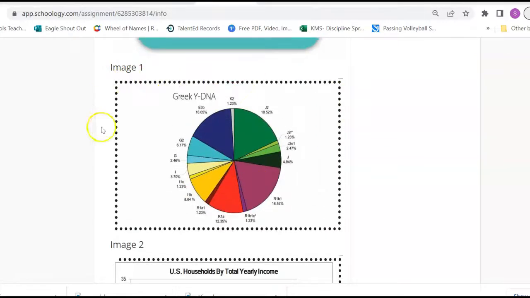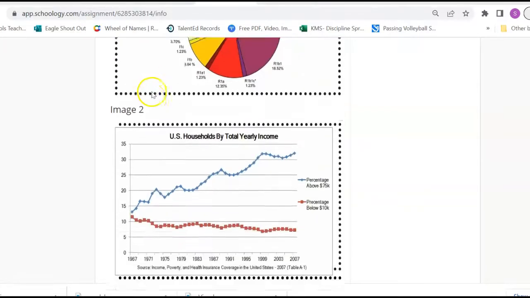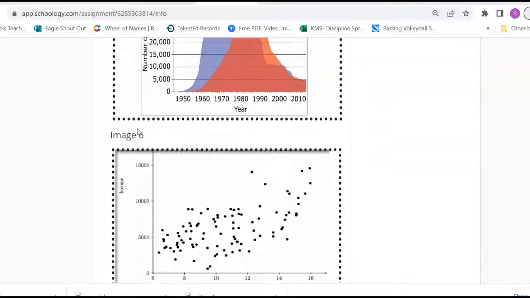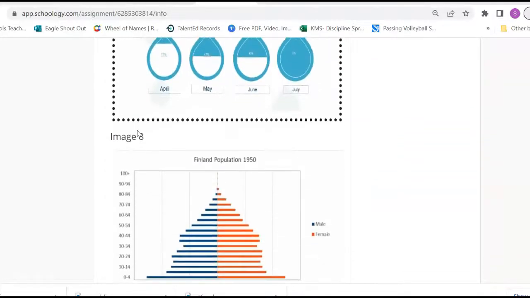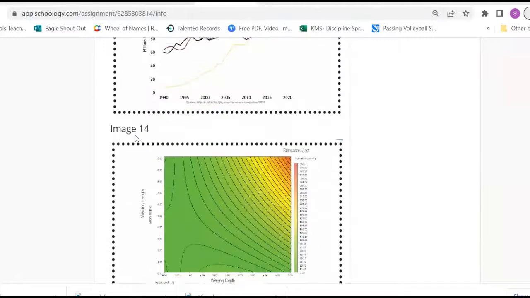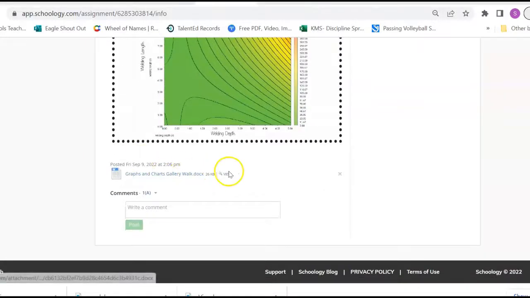So here is where you will find each of your images. Notice in the top left, it says what image it is. You need this for your document. So there are 14 different graphs, and on your assignment page, which is at the bottom if you have not already opened and saved this, here is your assignment page.